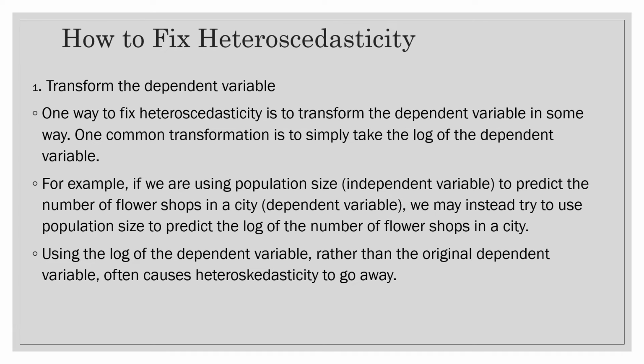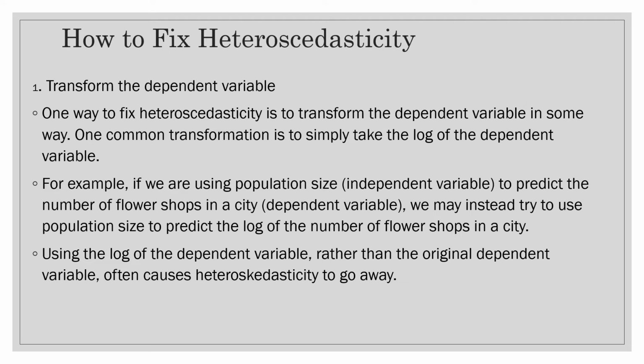Having understood the consequences of heteroscedasticity, let's understand the ways which could be used to do away with the problem. Here, you can go for transformation of the dependent variable. That is one of the important and effective ways to do away with the problem of heteroscedasticity. You can take the log of the dependent variable, or you can go for some other ways.